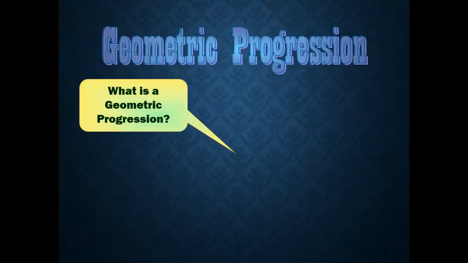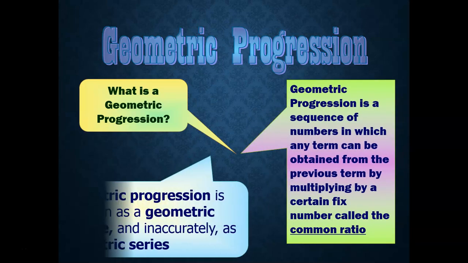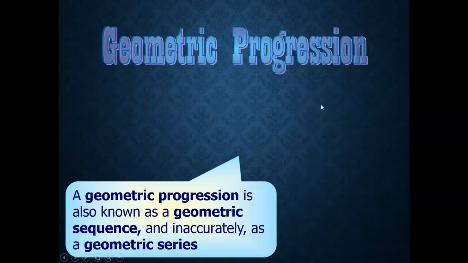So, geometric progression. What is geometric progression? We've learned this in SPM. A geometric progression is a sequence of numbers in which any term can be obtained from the previous term by multiplying by a certain fixed number called a common ratio. Previously it was a common difference. Now for geometric progression, it is a common ratio. A geometric progression is also known as a geometric sequence or, inaccurately, as a geometric series.